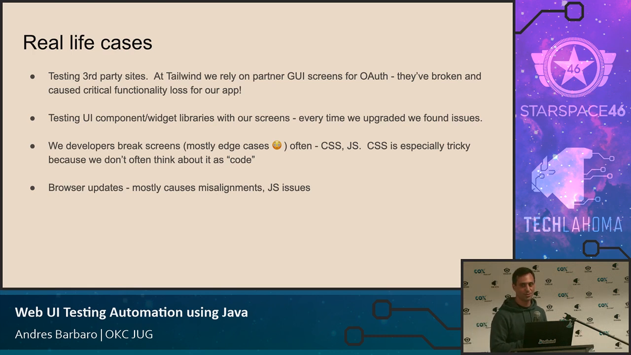So one of the things that just happened at Tailwind, where I work, is we rely on some third-party sites to provide authentication. Google, for example, where you go through their Gmail OAuth flow, and so you authenticate within your app with some social media provider. We do that with two networks, Pinterest and Instagram.